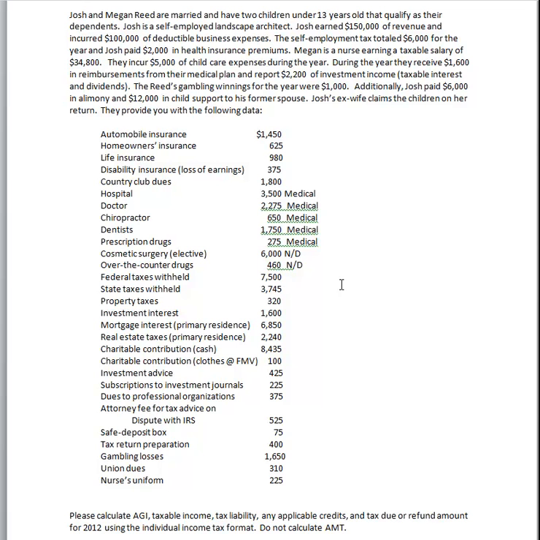Federal taxes withheld. That's a prepayment. So we don't get to take it as a deduction, but we do want to remember it because we get to subtract it as a prepayment of income tax paid. State taxes withheld, we get to deduct it under taxes. Property taxes, get to deduct under taxes. Investment interest, we can deduct as an interest, but there is a limitation, and we'll talk about that in a minute. It is limited. Home mortgage interest, get to deduct it under the interest category. Real estate taxes, it's another tax.